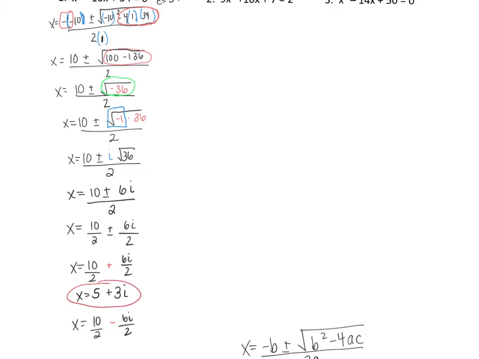So here we are with a complex number as an answer. The second one is going to be the same thing, but I just have a minus sign now. Okay? So this is important. This is how we would complete something like this.